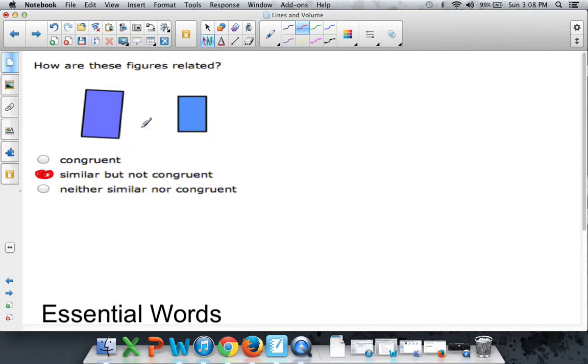If they were the same size, they'd be congruent, but they're not. And they're not neither. They're similar. If only this rectangle was a bit bigger, then you'd have the same size and the same shape. And that's what congruent is. But unfortunately, we only have the same shape, but not the same size. So they're similar.